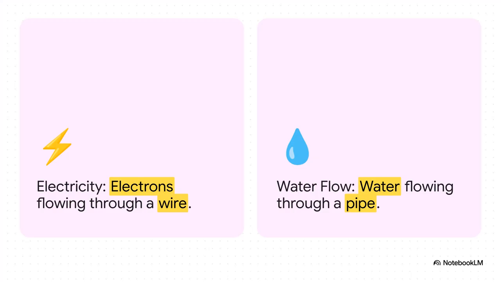Now, since we can't actually see electrons with our own eyes, probably the best way to visualize all of this is with a really simple analogy. Just picture water flowing through a pipe. The physics are actually surprisingly similar, and it's a fantastic way to get a feel for the concepts we're about to cover.